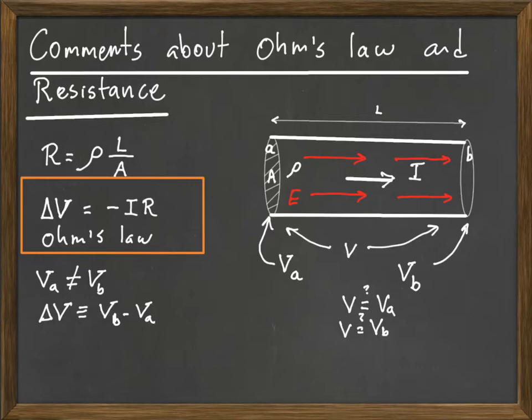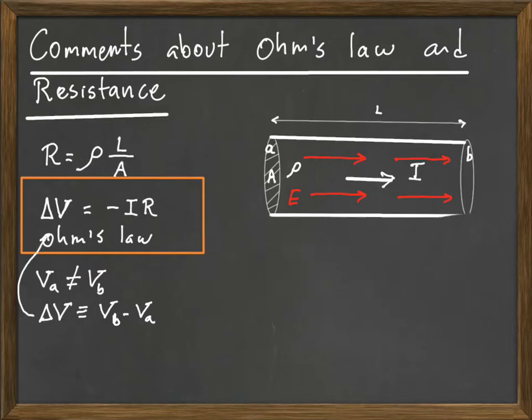I'm going to define that delta V as always referring to the potential at a point downstream minus the potential at a point upstream, where the downstream direction refers to the direction of the flow of current through the wire, through the resistor. So that explains why the symbol delta is important there. Also, notice the minus sign. Why is there a minus sign there?